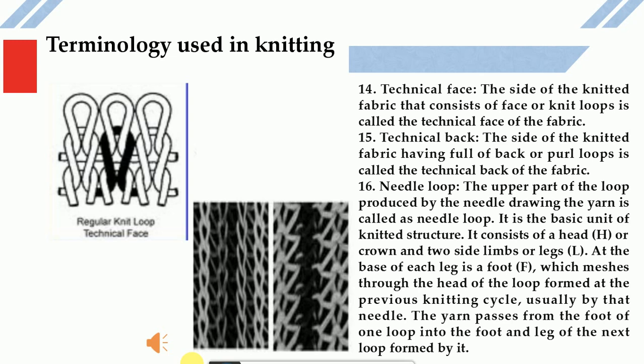At the base of each leg is a foot, F, which measures through the head of the loop formed at the previous knitting cycle, usually by that needle. The yarn passes from the foot of one loop into the foot and leg of the next loop formed by it.